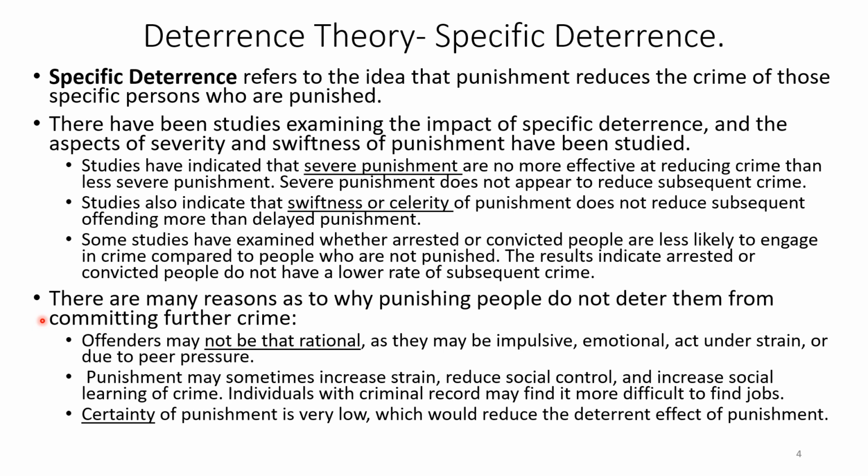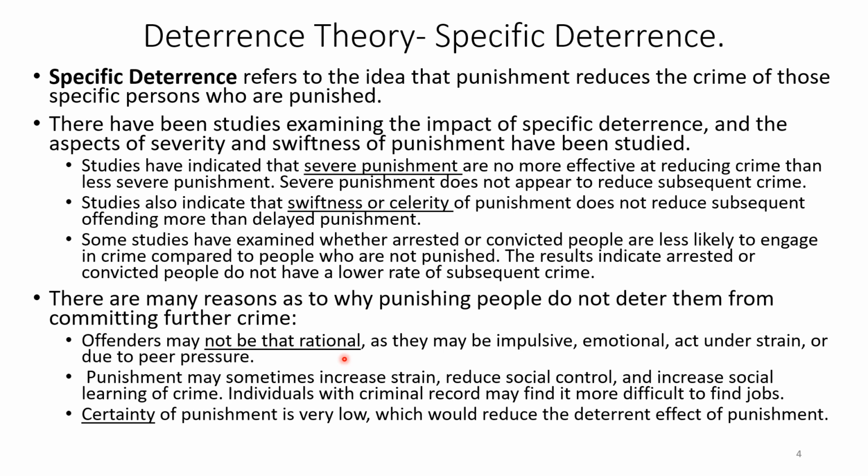While some studies have not supported the effect of certainty, severity, and celerity of punishment on future criminal behavior, there are reasons why punishments do not deter people. One of the important reasons is that most criminal acts are not rational, and people do not commit crimes after clearly weighing out the cost and benefit of committing a crime.